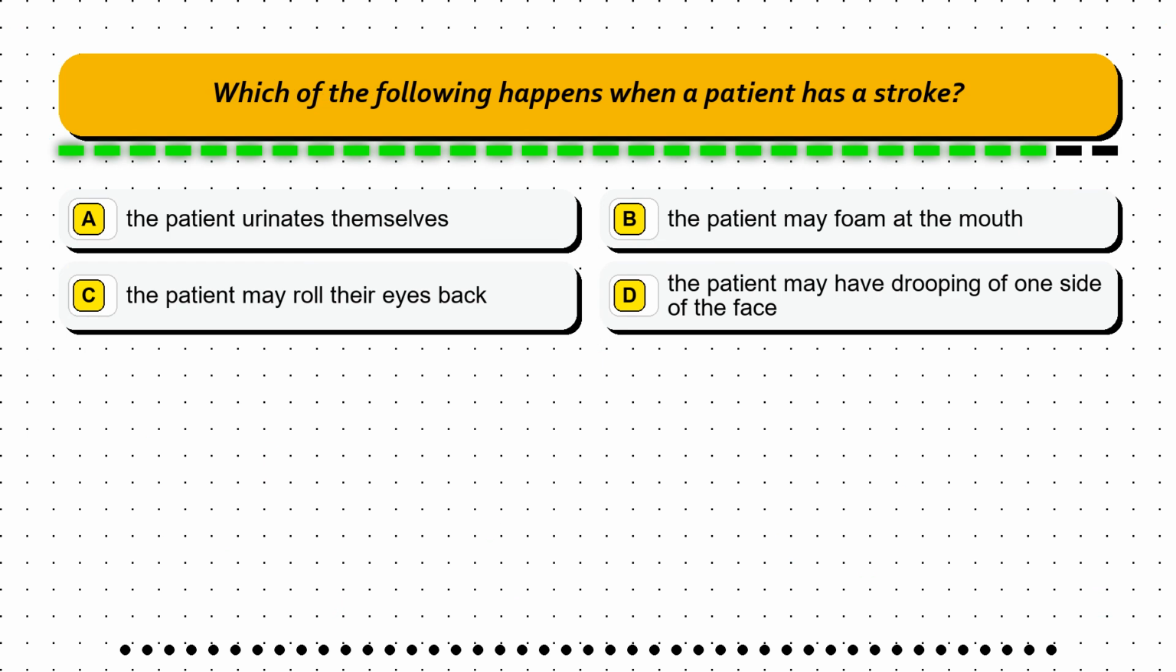Question 26. Which of the following happens when a patient has a stroke? Option A, the patient urinates themselves. Option B, the patient may foam at the mouth. Option C, the patient may roll their eyes back. Option D, the patient may have drooping of one side of the face.